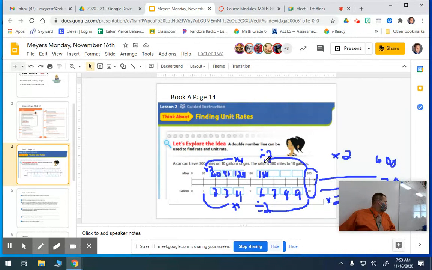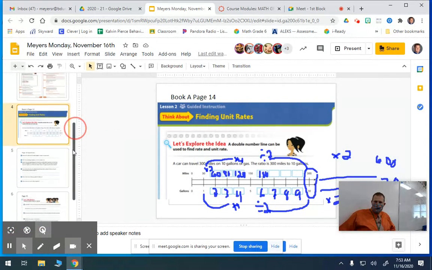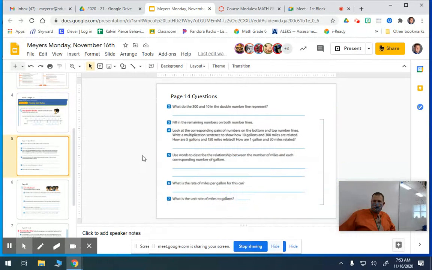Okay? So with ratios, the key thing here is that we're doing the same thing to the top and bottom number. We got to keep that ratio equivalent. That's like when we make equivalent fractions, when we were talking about multiplying and dividing fractions or adding and subtracting fractions. In order to get a common denominator, we had to do the same thing. We had to keep the fraction equivalent. Okay? So, filling in this ratio table. So let's take a look at what some of the questions asked us to do, and then we can fill that in. So over here, I think it's on the bottom of page 14, right? What do the 300 and the 10 in the double number line represent?